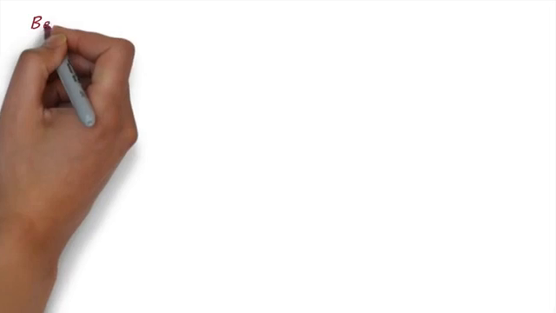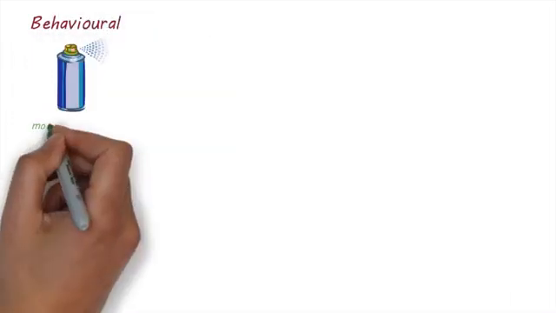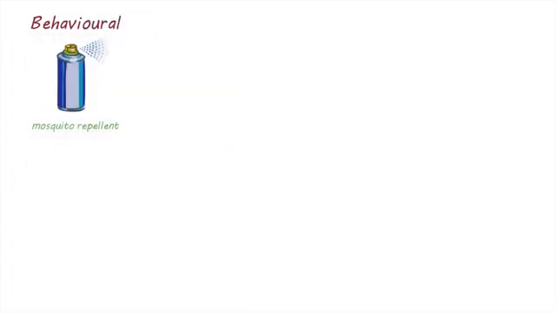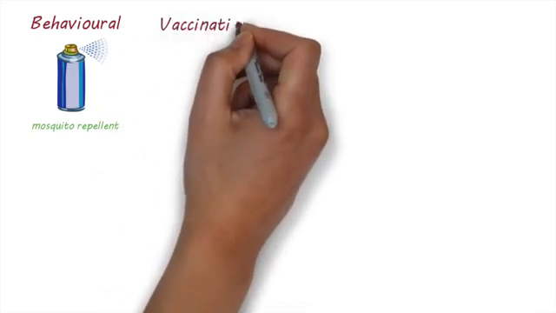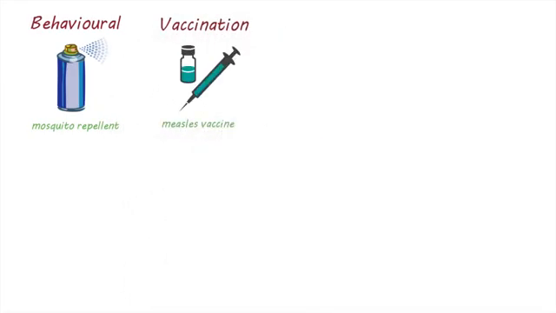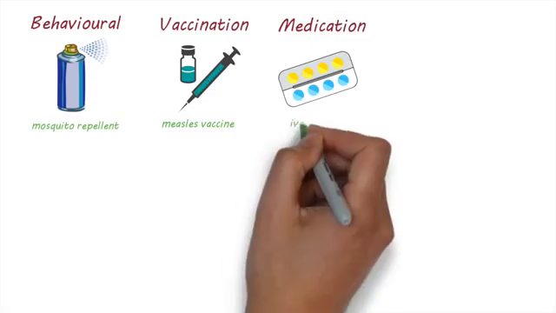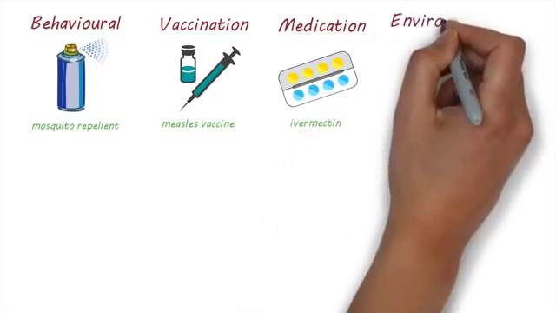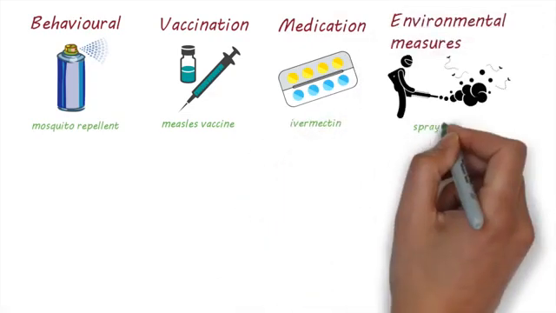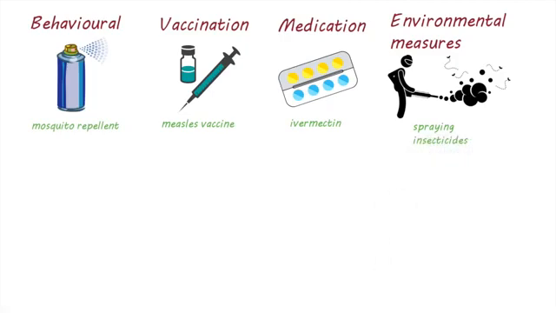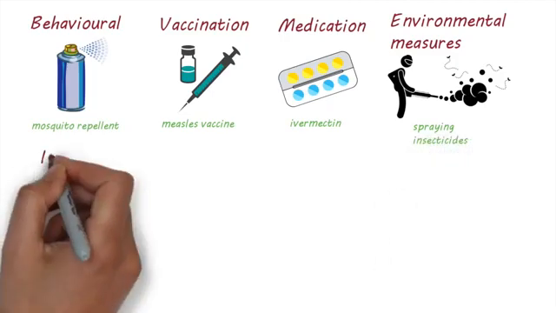Control measures include behavioral interventions like using mosquito repellents to prevent against mosquito-borne diseases, vaccination like giving measles vaccine during a measles outbreak, medication like ivermectin for scabies outbreaks, environmental measures like insecticide spraying during a malaria outbreak or improving water quality during a cholera outbreak.